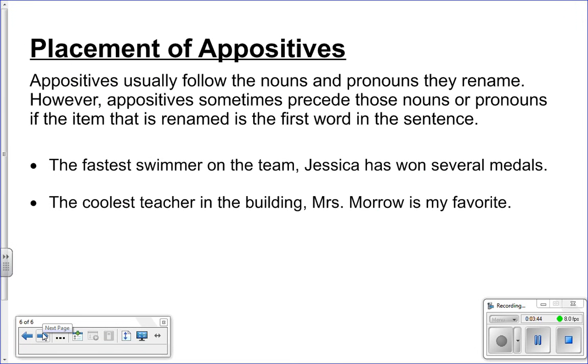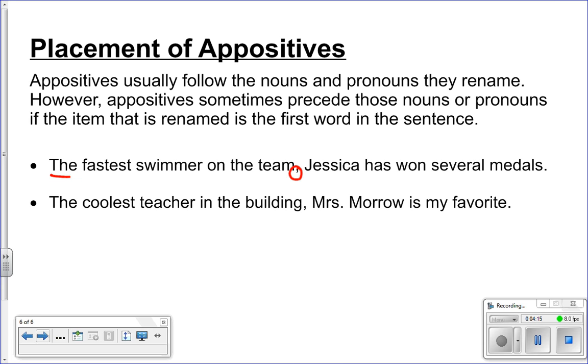Now, in terms of the placement of appositives, generally appositives follow the nouns and pronouns they rename. However, appositives sometimes precede those nouns or pronouns if the item that is renamed is the first word in the sentence. Now, why would those appositives sometimes appear before the noun it renames? Simply for the sake of sentence variety. We can recognize these appositives also as non-essential, and they are going to be the first item within the sentence, and they will be followed by a comma.